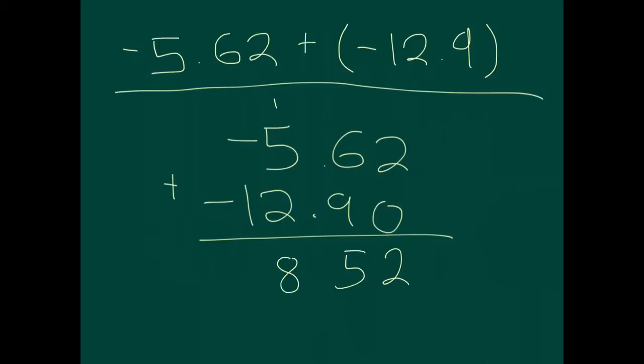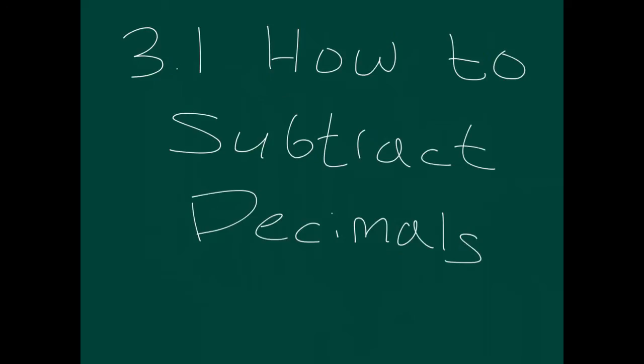And then 1 plus 0 is 1. Drop your decimal place. Keep the common sign, which is negative. And your answer will be 18.52.